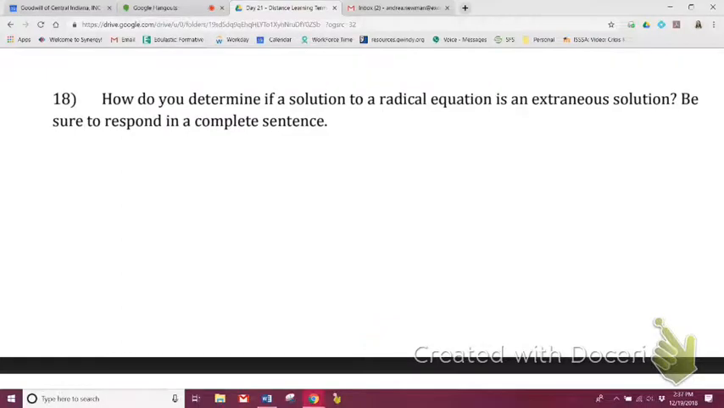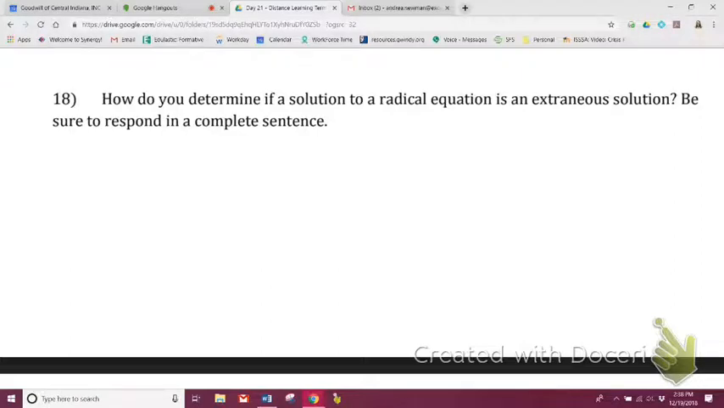Question 18. How do you determine if a solution to a radical equation is extraneous? How would we know if one of those answers that we just got was extraneous? Plug it back in and what? What happens if it's extraneous? It won't equal. So if you plug into the original equation and you get a false statement, it is extraneous.